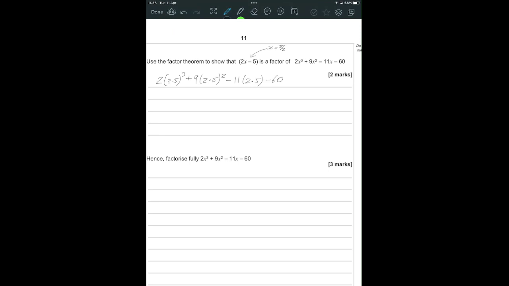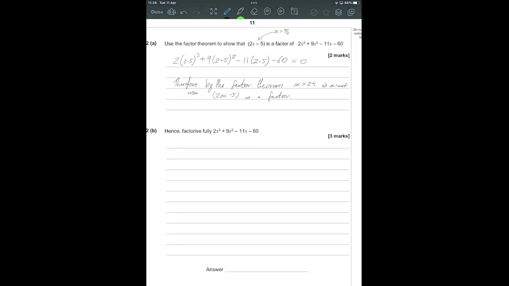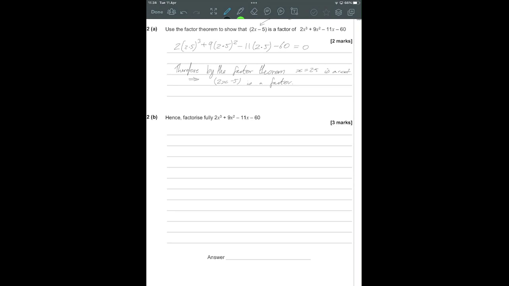It is, I would say, essential to at least have written down what I have there. Being a show that question, you can't just say, hey, it equals 0. Let's actually show it a little bit more explicitly. So we've got one of our marks. So now let's just write our little conclusion. Therefore, by the factor theorem, we have that x equals 2.5 is a root, implies that 2x minus 5 is a factor. And that's done.